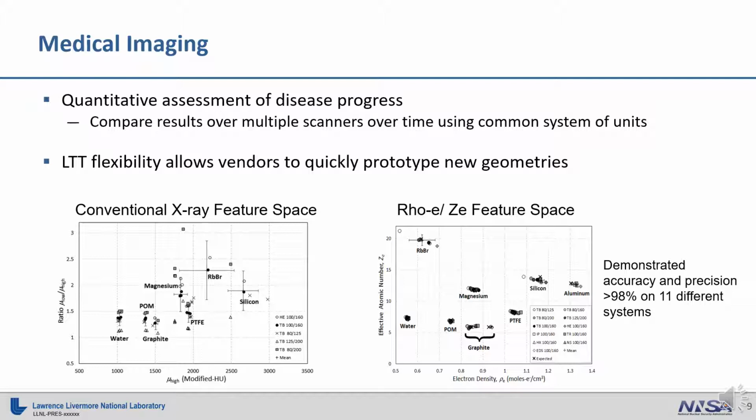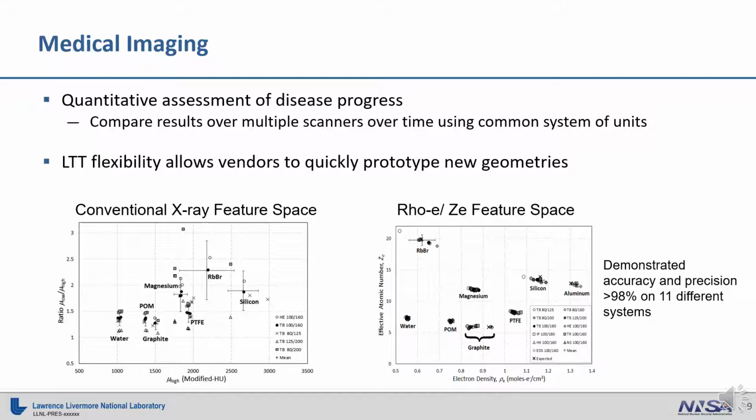The next part of the presentation is going to deal with a few areas that we think are potential applications where one could use LTT. The first one we'll talk about is medical imaging. So in medical imaging, what could you use LTT for that you can't do with current methods? First of all, you could do quantitative assessment of disease progress.